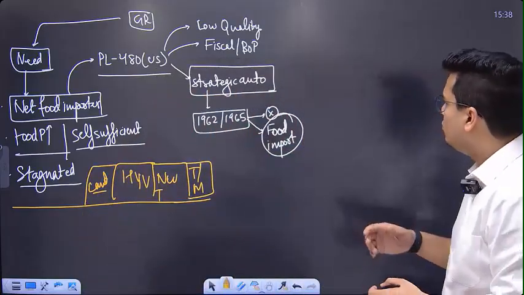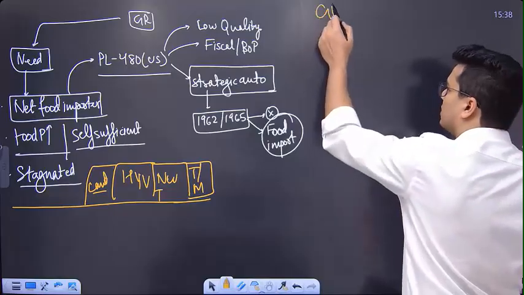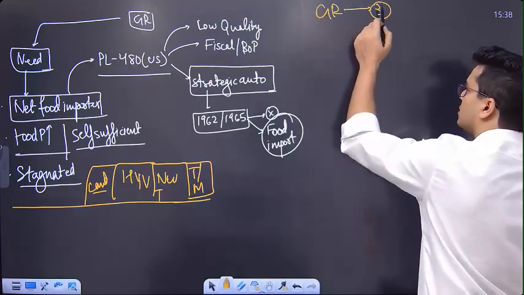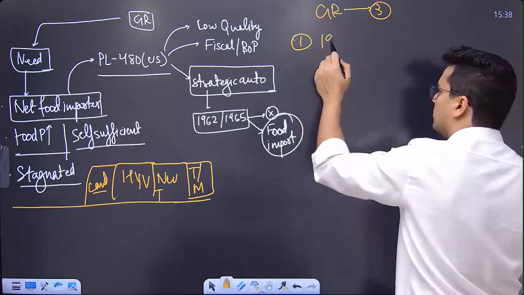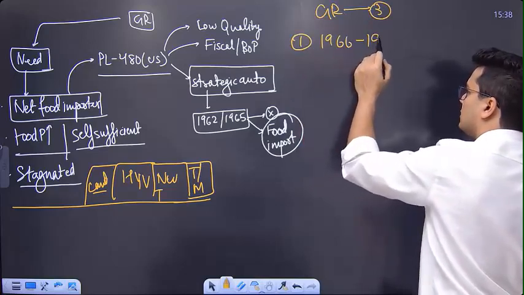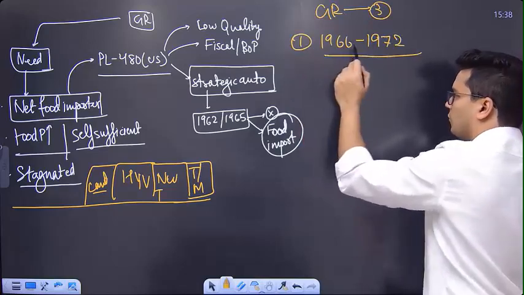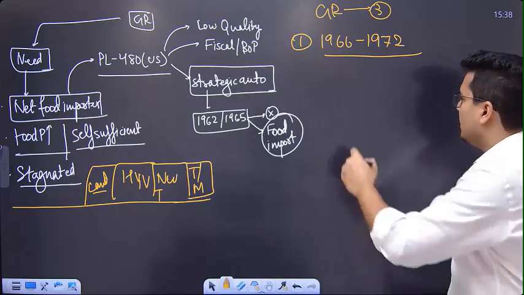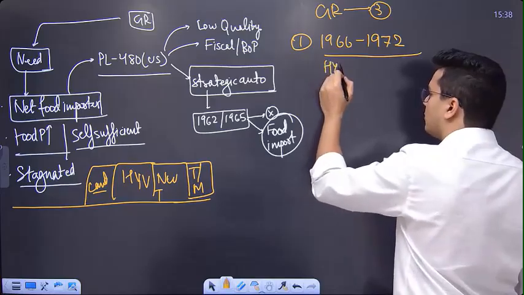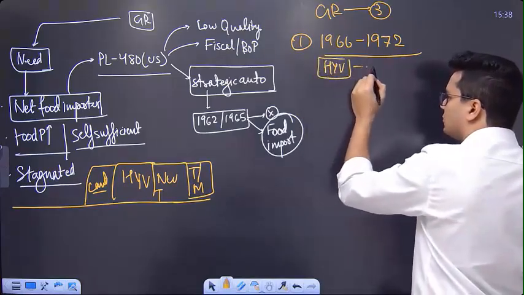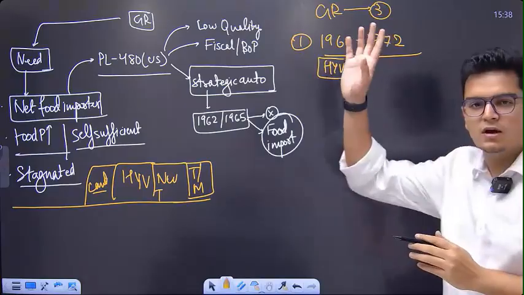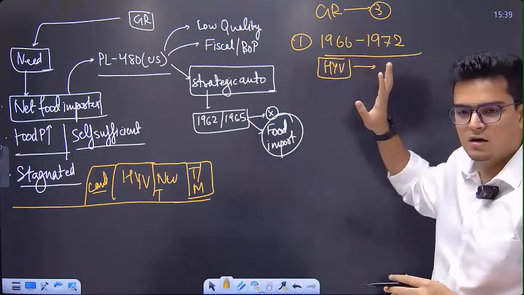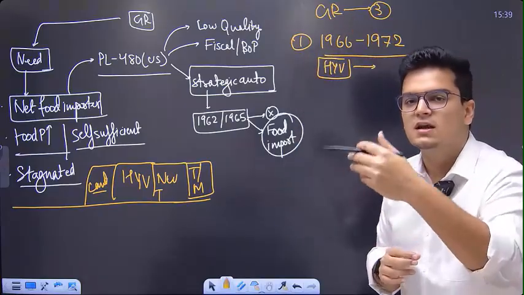So the Green Revolution in India can basically be divided into three phases. The first phase is from 1966 to 1972. What happens in the first phase? In the first phase, high-yielding variety of seeds are brought. But this would only improve the production. This is just an input measure. This would only mean that production has increased.